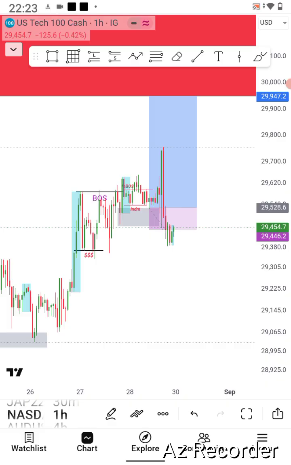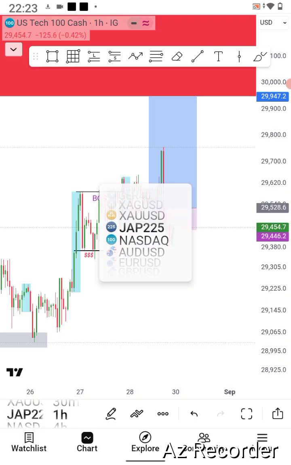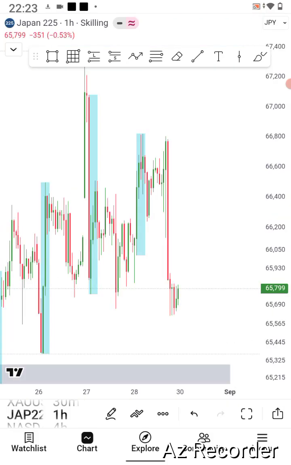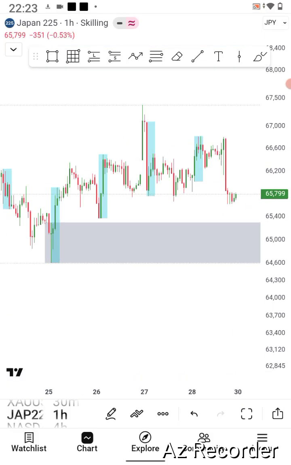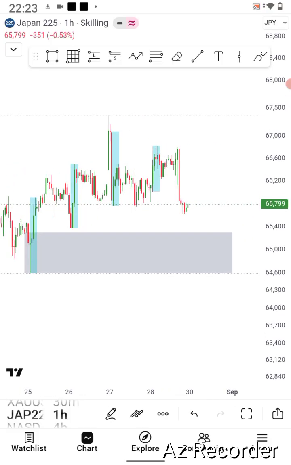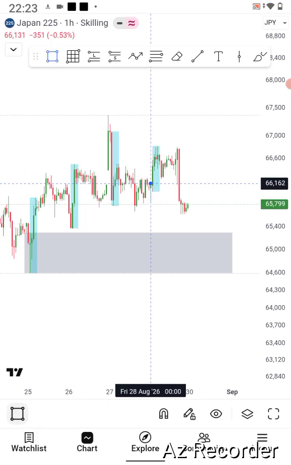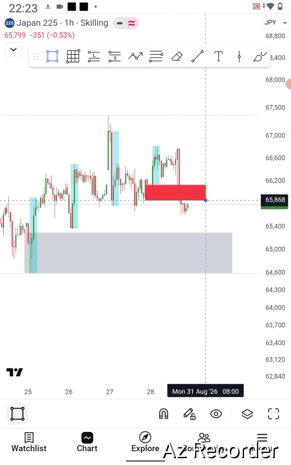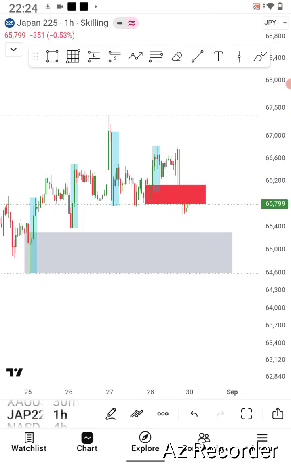Okay, so that's it, guys. I think I had an outlook for Japanese 225 too. I was hoping to buy around here. Thank God I didn't even take the trade. It could have ended in a loss. You can see it behaved exactly the same way.